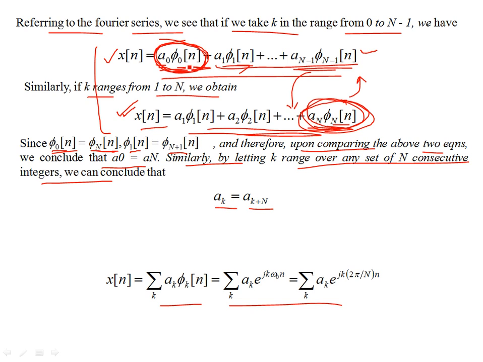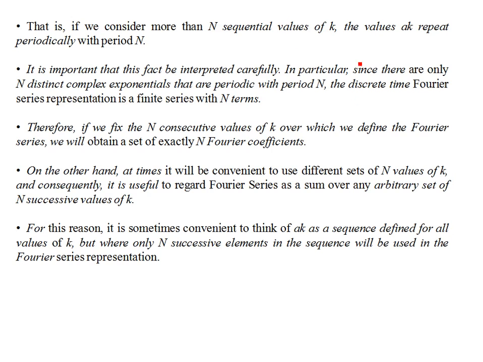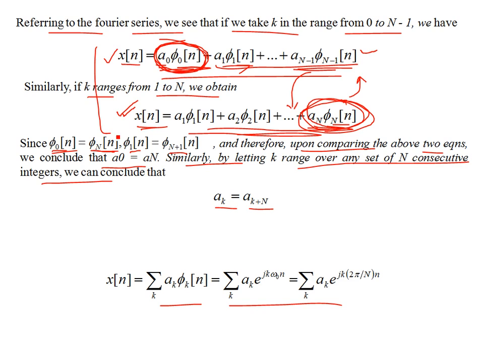Okay, so the only difference was these two terms, and these two terms have to be equal, so they represent the same sequence x of n, right? So if they are the same, and we know that phi naught of n is phi n, then that means a naught should be equal to a of capital N. That means that your Fourier coefficients are also repeating. So if we consider more than n sequential values of k, the values of a k repeat periodically with period n. So it's not only the complex exponential harmonics that are repeating. The Fourier coefficients are also repeating with them in the same manner.